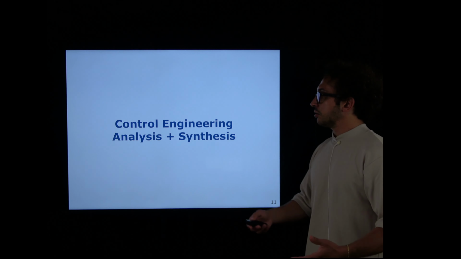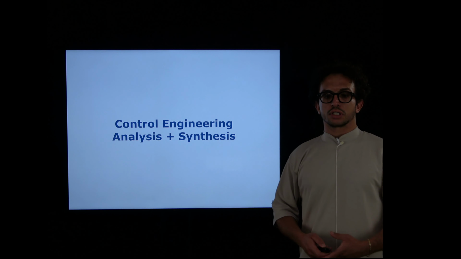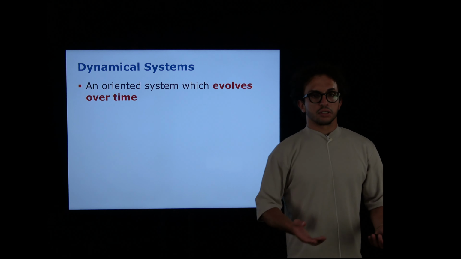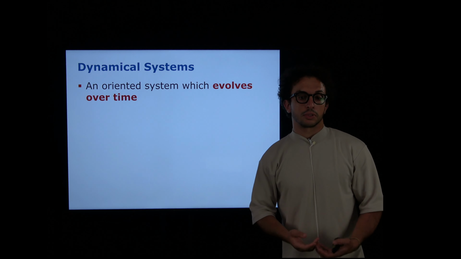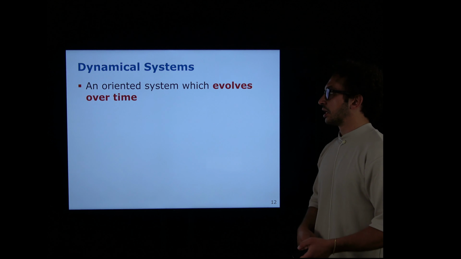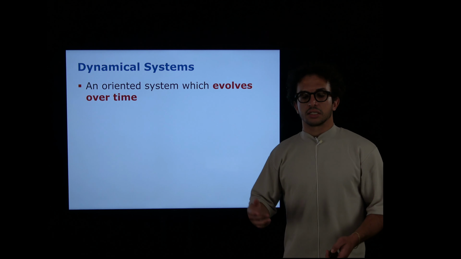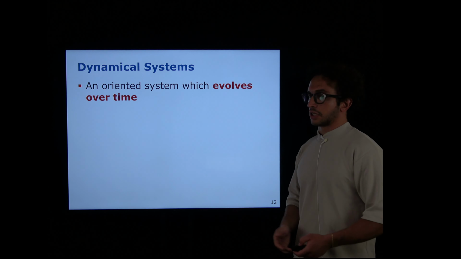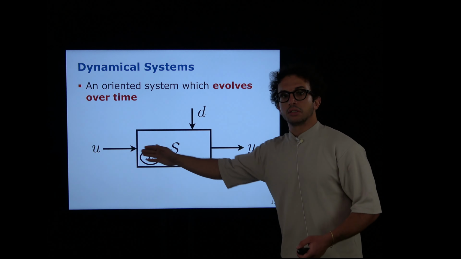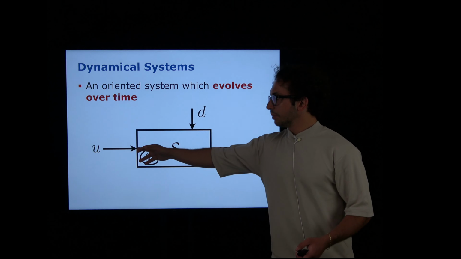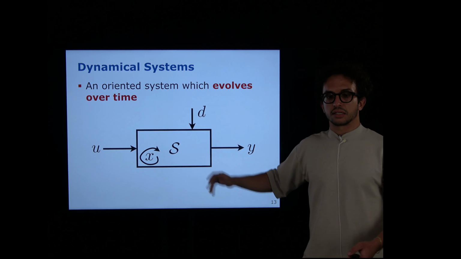So let's start now with the actual content of the course, and let's start with the dynamical system, because as I said, this lecture is an introduction to dynamical systems. So we have to define them. A dynamical system is defined as an oriented system which evolves over time, which we can represent like this. There's something you've already seen: the input to the system, the output of the system, and there's something more.